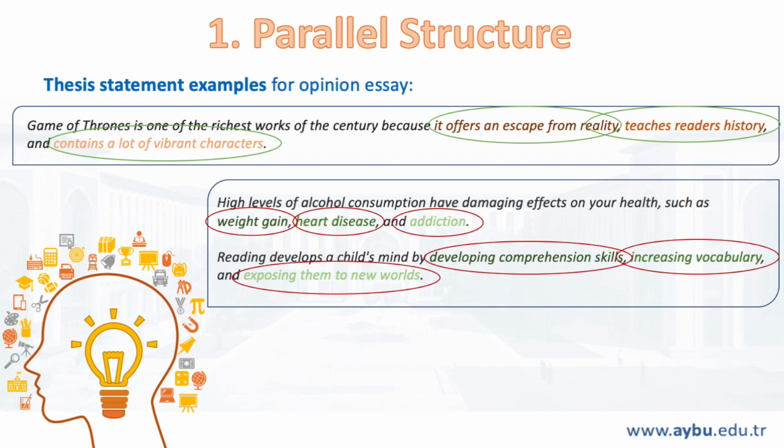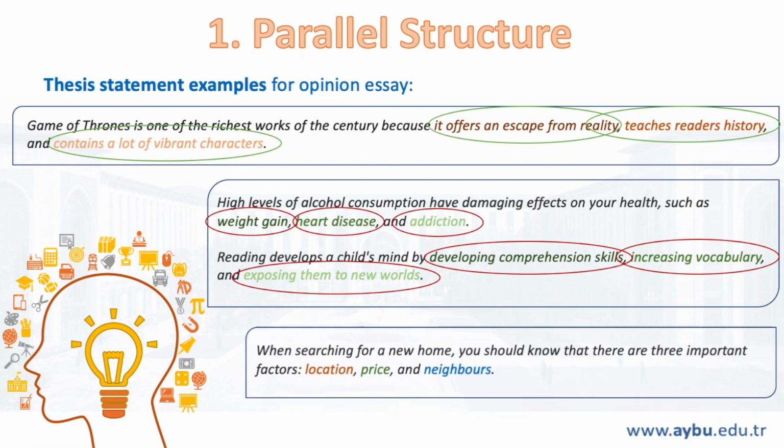Let's look at another example to connect nouns. When searching for a new home, you should know that there are 3 important factors: location, price, and neighbors. As you can see, parallel structure is used to connect nouns here.